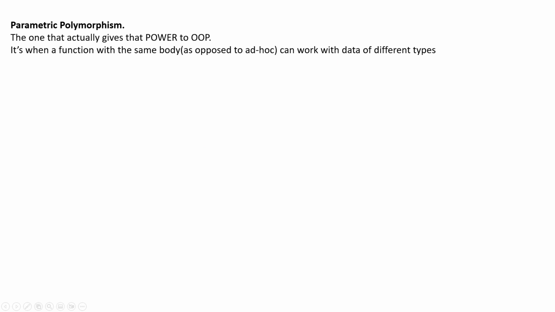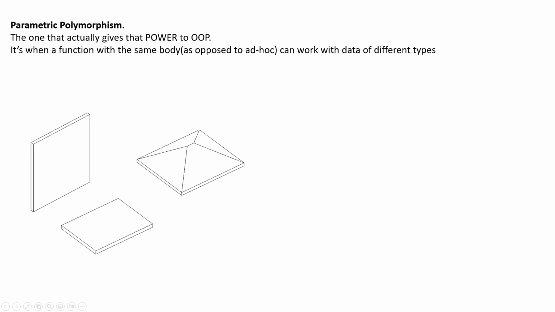Now we're going to go to the parametric polymorphism, and that is the one that actually provides that power to object-oriented programming. It's when a function with the same body, as opposed to ad hoc, can work with data of different types. And now it's time for examples so you can totally grasp the idea of this. Again, getting back to our real world examples, let's suppose we have a wall, we have a roof, and we have a floor. Three different elements.